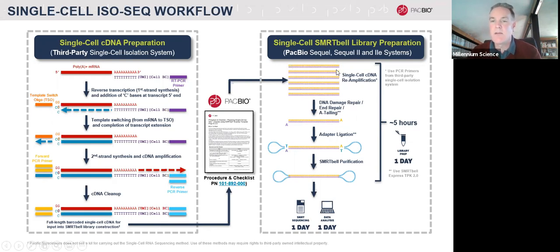You have a molecule with its magic oligos on the end, and you can re-amplify to get enough. You do any damage repair and end repairs that you need, so that you're able to A-tail and put your SMRTbell adapters on. From there, you end up with the SMRTbell library that looks just like any other PacBio library, really, at that point, and onto the sequencer it goes.